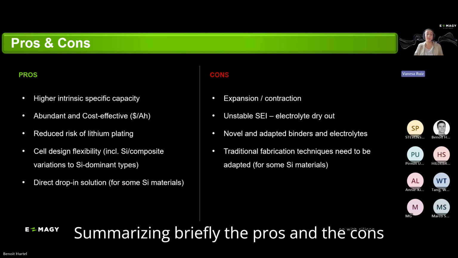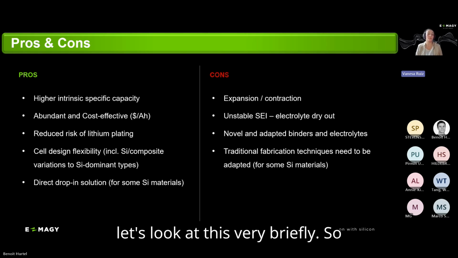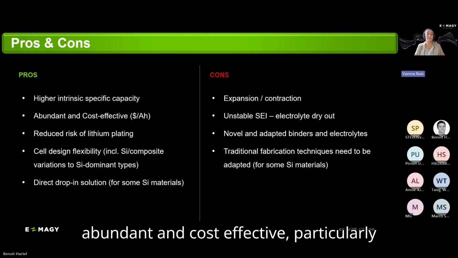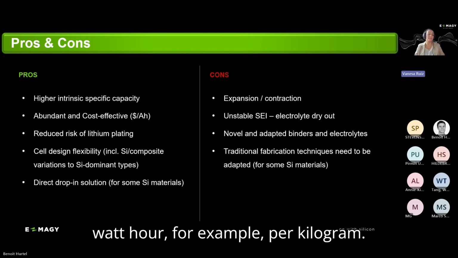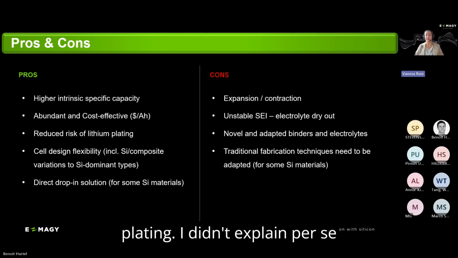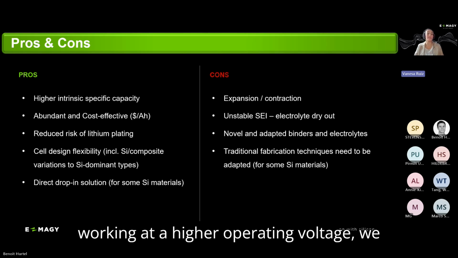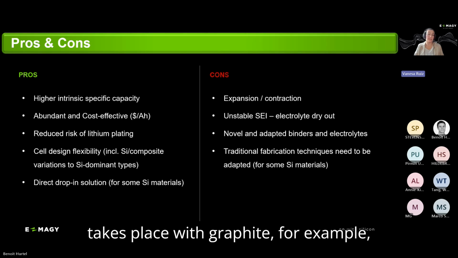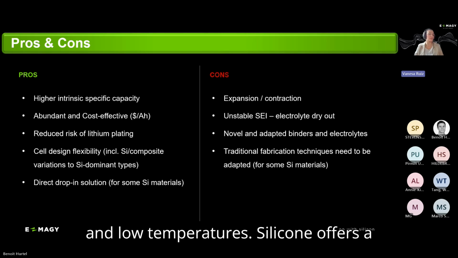Summarizing briefly the pros and the cons of silicon versus graphite materials, let's look at this very briefly. Of course, as we have mentioned, silicon has a higher intrinsic capacity. It is abundant and cost-effective, particularly when we look at the cost per capacity, or watt hour, for example, per kilogram. There is a reduced risk of lithium plating. I didn't explain this concept per se, but because the silicon is working at a higher operating voltage, we reduce the risk of lithium plating that takes place with graphite, for example, at fast operations and low temperatures.